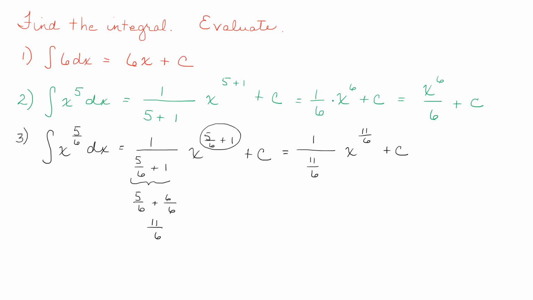Now, our problem at this point is that we have a complex fraction here. So this is just 1 divided by 11 over 6, which is 1 times 6 over 11, or 6 over 11. So our final answer is 6 over 11 x to the 11 over 6 plus c.